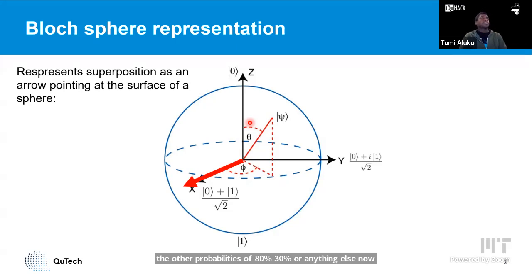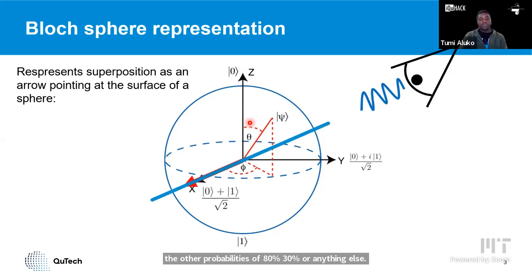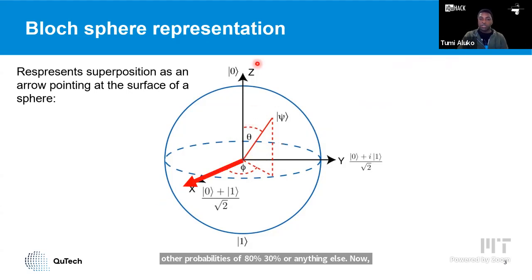Now, another assumption I made in the example is that we are always looking at the value of the qubits in the z direction, but there's no actual necessity for that to be the case.